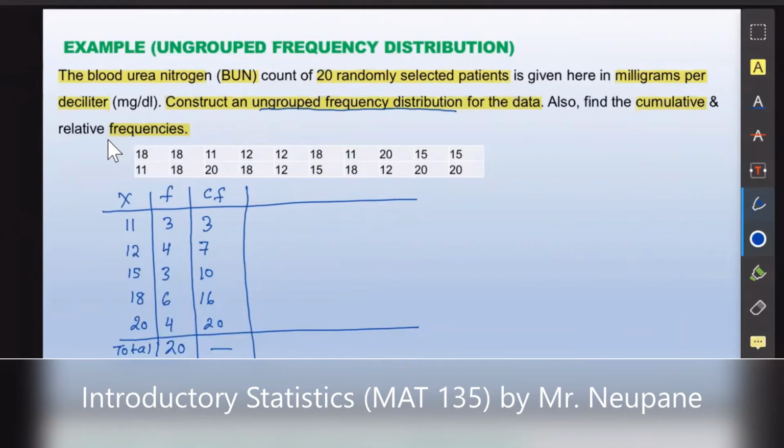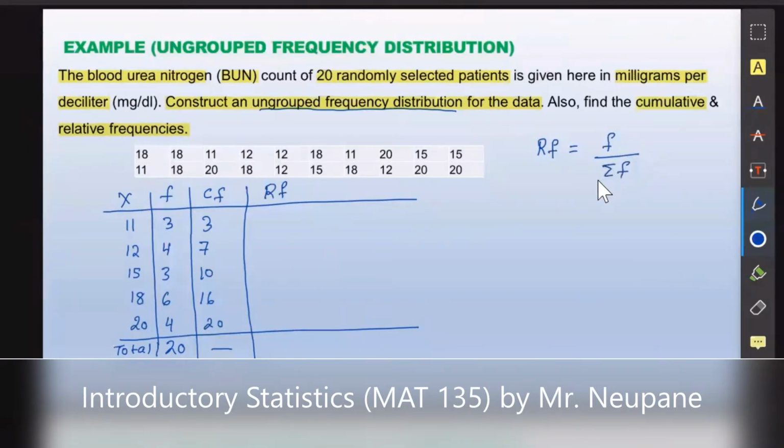In the same problem, we are also asked to find the relative frequency. Let's find relative frequency. So relative frequency, you can write RF, and always remember relative frequency is equal to frequency divided by total number of observations, or sum of all frequencies. Relative frequency equals frequency for the individual item divided by sum of all frequencies.